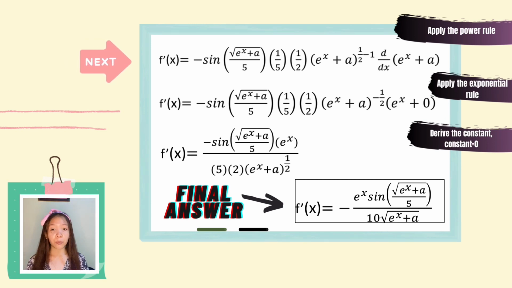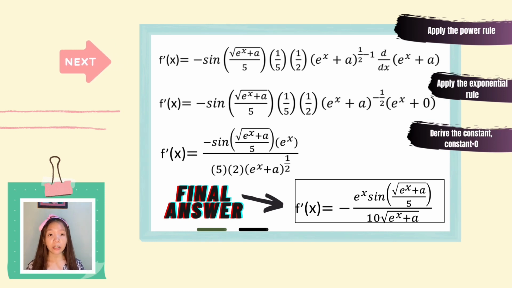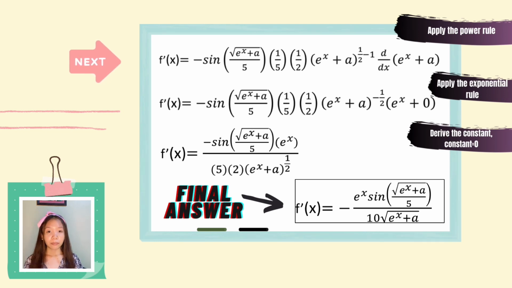After that, we will find the derivative of the inside, which is e to the power of x plus a. In finding the derivative of e to the power of x plus a, we need to apply the exponential rule. E to the power of x, its derivative is also e to the power of x, and since a is a constant, its derivative will always be 0.